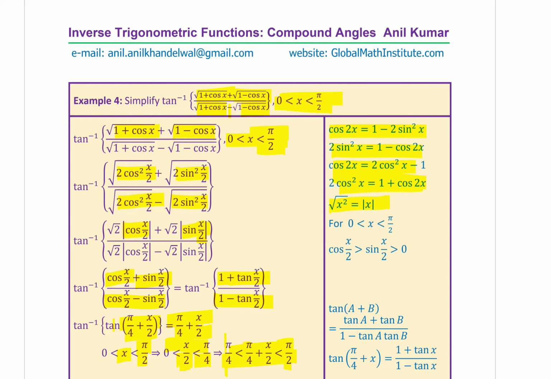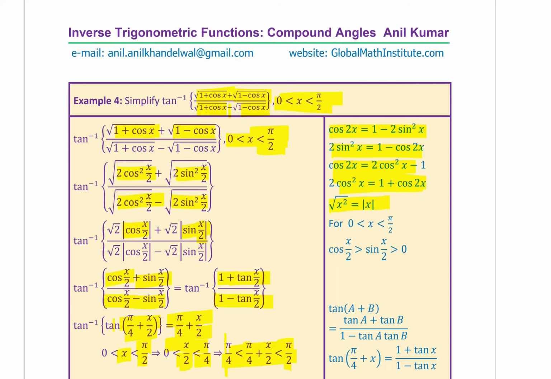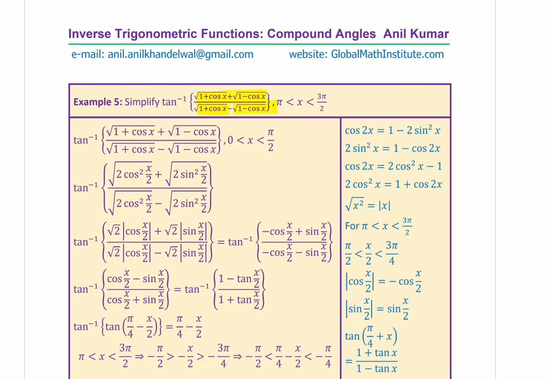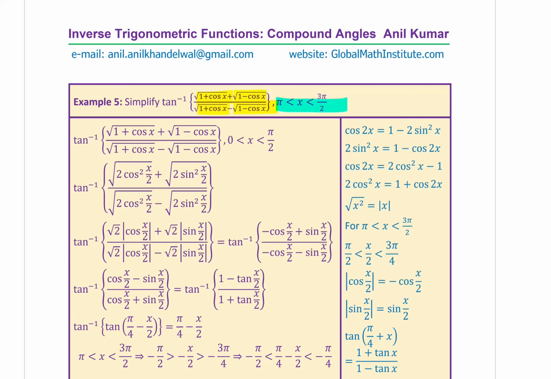Okay, let's take up the next example: simplify tan inverse of square root of 1 plus cos x plus square root of 1 minus cos x, divided by square root of 1 plus cos x minus square root of 1 minus cos x. This time it is the same question, but we have a different domain. This is important. We'll now work with the domain from π to 3π/2. Let's understand the difference. Earlier, the domain was between 0 to π/2. Now we are working in the domain from π to 3π/2. That is important to understand.